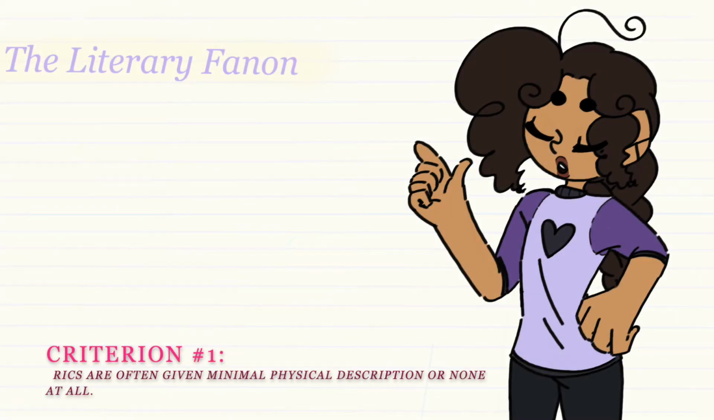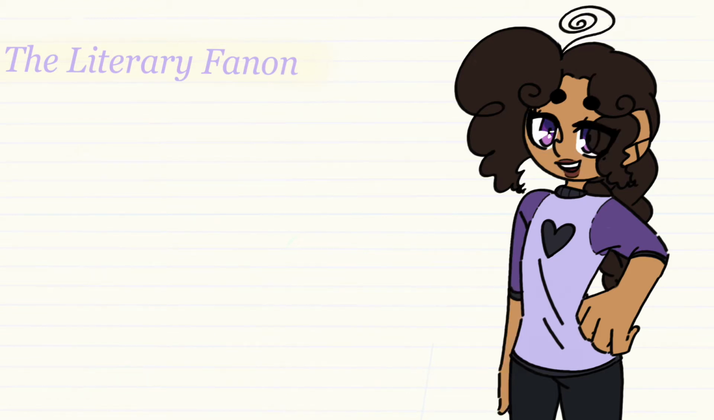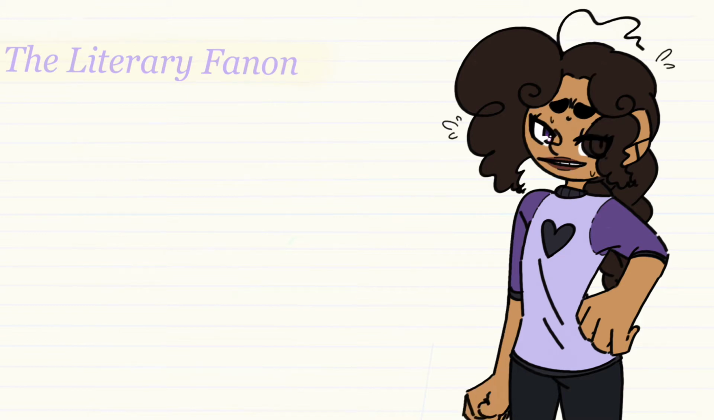Criterion number 1. RICs are often given minimal physical description or none at all. Most people find it hard to project themselves onto a character when the story is constantly referencing all these physical characteristics you may not have. So, more often than not, you will find that reader insert fics don't go too much into the anatomical appearance of the RIC themselves. This, of course, doesn't so much include clothing choices, but some writers also like to keep away from writing description of those things too.